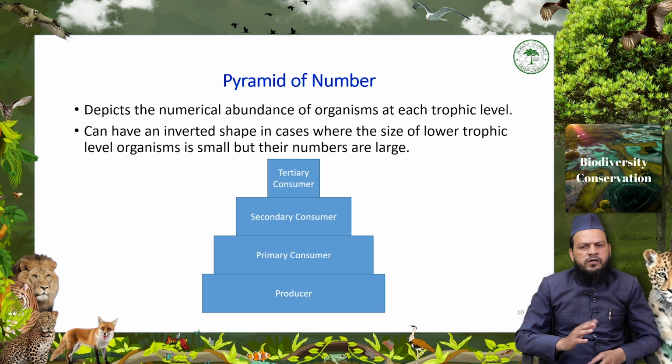it can adopt an inverted structure in unique scenarios. This inversion occurs when the size of organisms at a lower trophic level is small but their numbers are significant. The pyramid of numbers, therefore, serves as a valuable tool for understanding the relative abundance of species within ecological communities, shedding light on the intricate patterns of population dynamics and the relationships that shape the biodiversity of ecosystems.